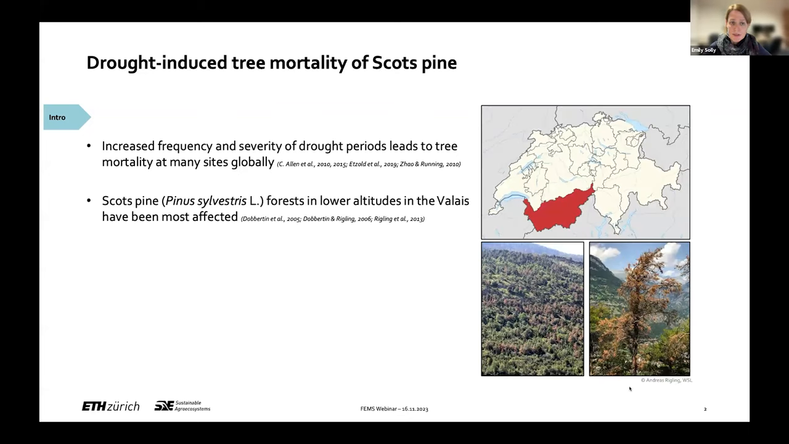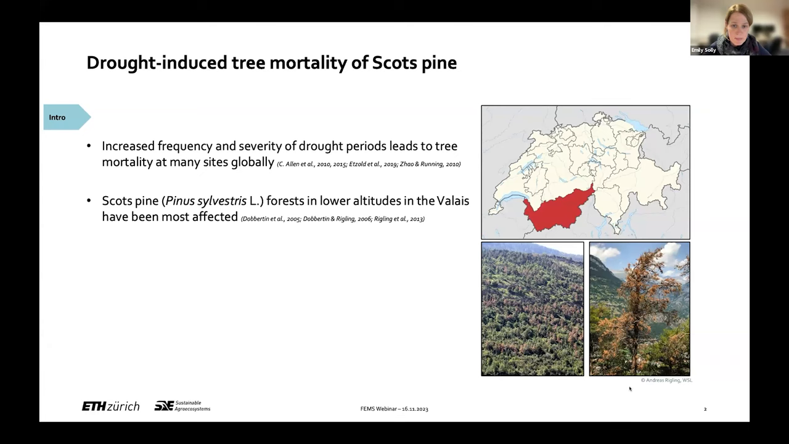Also, in the central European Alps, in several regions, episodes of tree mortality have been recorded, where the dominant species is Scots pine, Pinus sylvestris. And also, reductions in tree growth and vitality have been observed in the southwest of Switzerland, which you can see marked in red on the map. Here, also from the figures, you can see that the forest is not doing well. Scots pine trees have actually been suffering from drought.